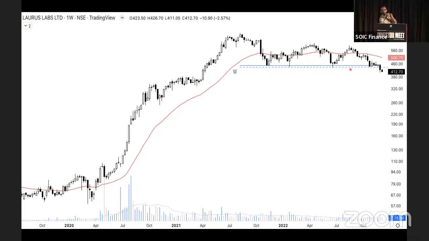So after every bear market, crash or correction, the stocks that come back up to the same high will be the new leaders. Next. Yes, sir.